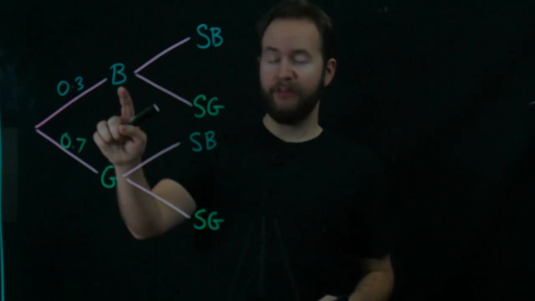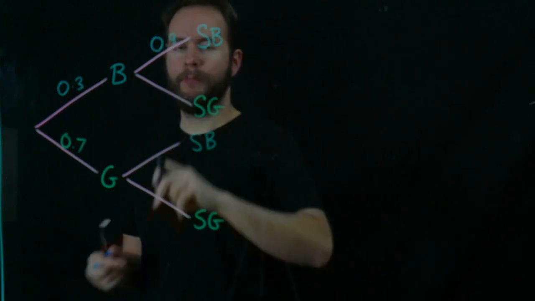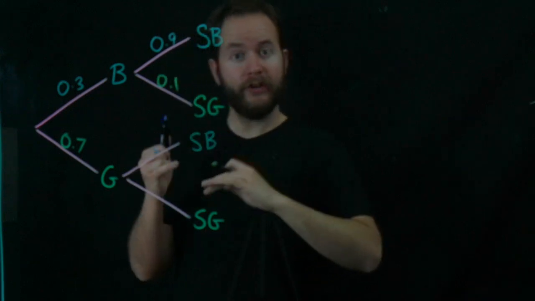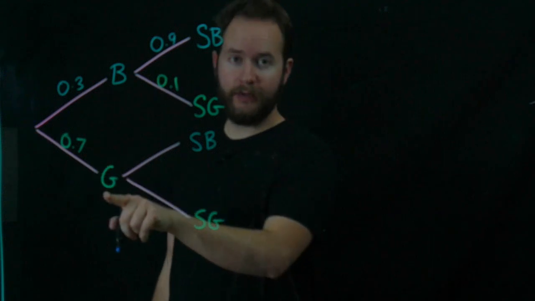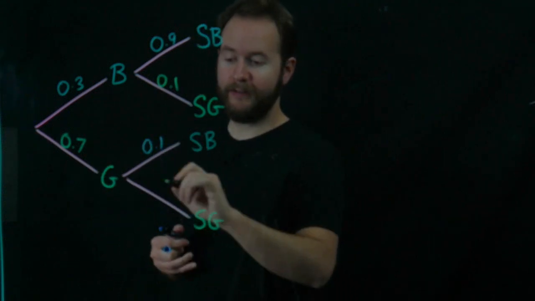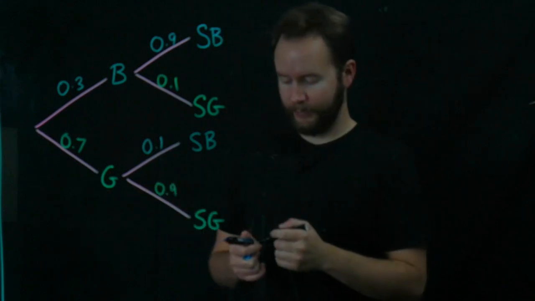That is to say, if the cab is blue, he'll correctly identify it as blue 90% of the time, but incorrectly identify it as green 10% of the time. And now those numbers get flipped as we move down to the second part of our tree. If the cab was green, he's going to say it's blue 10% of the time, but he'll correctly identify it as green 90% of the time.